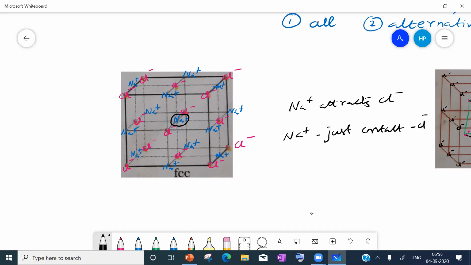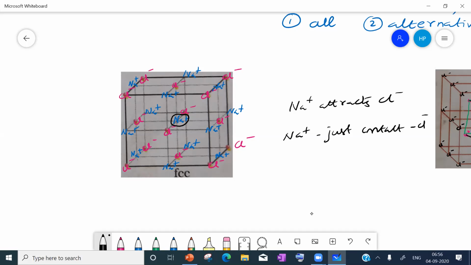Next, for this black-marked Na+, the second nearest neighbor is Na+, not the first nearest neighbor. For Na+, the first nearest neighbor is Cl minus. Why? Because Na+ is attracting Cl minus. So Na+ is just in contact with Cl minus. Stable condition means Na+ just in contact with Cl minus.